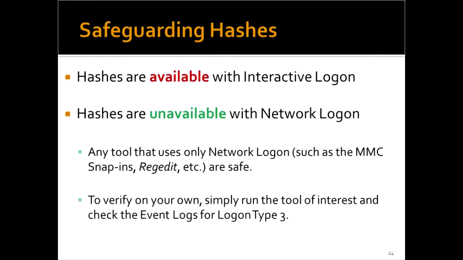So what are the takeaways from this? Essentially, with an interactive logon, those hashes are available, and that's a bad thing. So we need to avoid interactive logons. When a network logon is done, the hashes are unavailable, and this is exactly the way we need to approach things with our privileged accounts against untrusted machines. We have to rely on network logons to get us the things that we need.